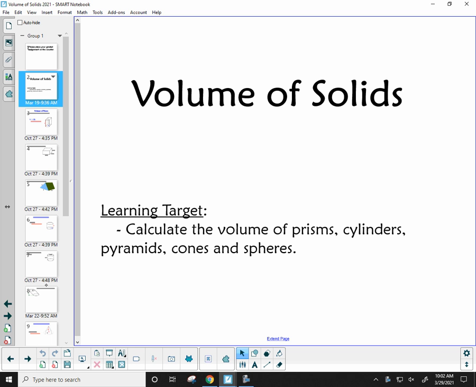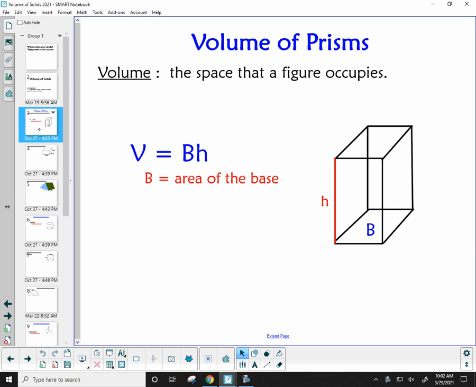Okay, so all the formulas are on your notes, obviously, but they are also on that formula sheet I gave you last week when we were doing surface area. So they're all on there as well. So we're going to start with prisms.